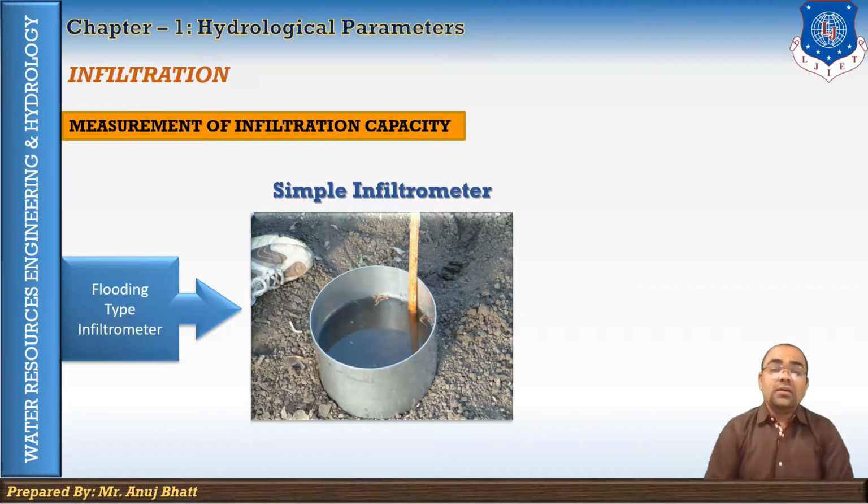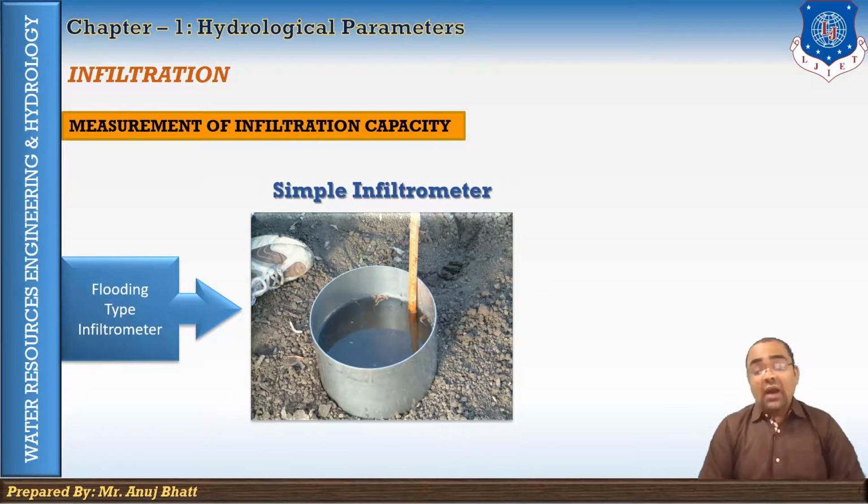This is an instrument wherein essentially there is a metal cylinder of diameter 25 to 30 centimeter and length about 50 to 60 centimeter. It is open at both ends. This cylinder is driven into the ground with a driving plate and a hammer such that about 10 centimeter length projects above the ground surface. The top surface of the soil inside the ring is protected by a metallic dish cover.